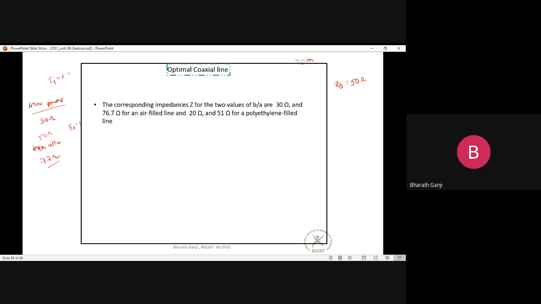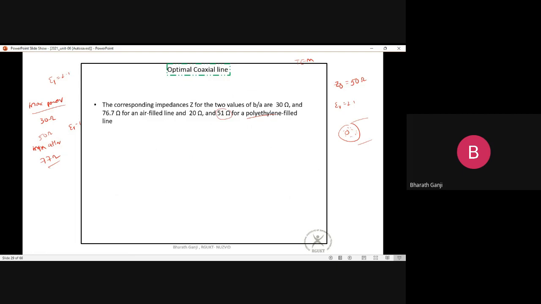Okay. And moreover, if you fill it with a dielectric medium like polyethylene, that is epsilon r equal to 2.1 or so, then you can see that the minimum attenuation is obtained exactly at 51 ohms or 50 ohms. So usually the coaxial cables are filled with polyethylene in the middle. These coaxial lines designed at 50 ohms usually have a very minimum attenuation. So that is good, right? Your coaxial cable is not going to eat a lot of power.